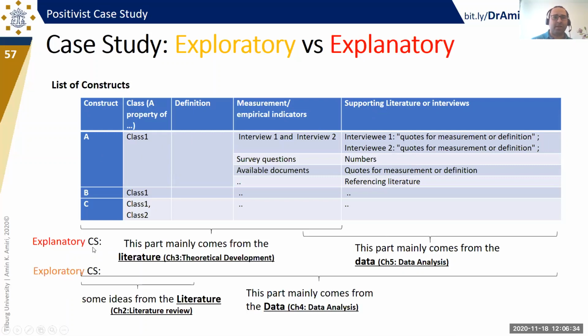In an exploratory case study, you have some idea about the constructs and construct names, but there are several constructs that are created because of the literature. Sorry, because of the data analysis. So the data analysis will create a construct name and a definition for a construct and a way to measure that construct. So most of the table of list of constructs is created using data analysis. And literature has some effect on naming the constructs, or you have some idea about constructs before doing the data analysis.